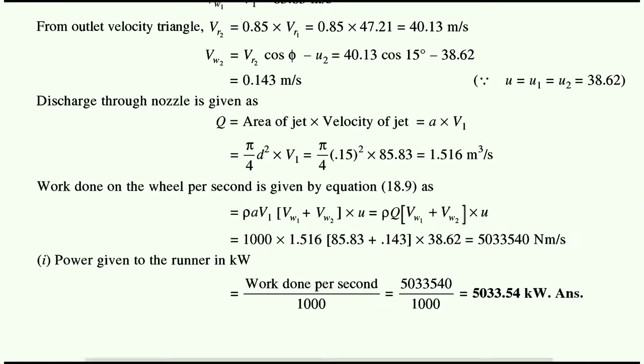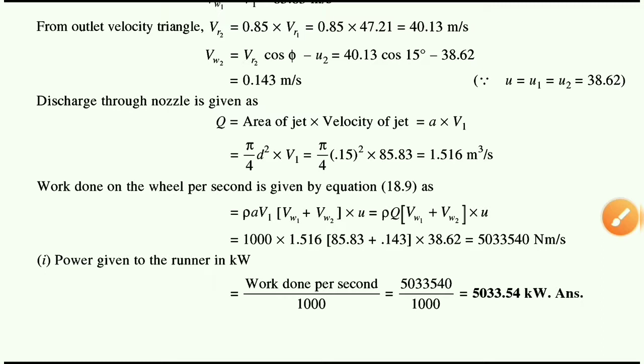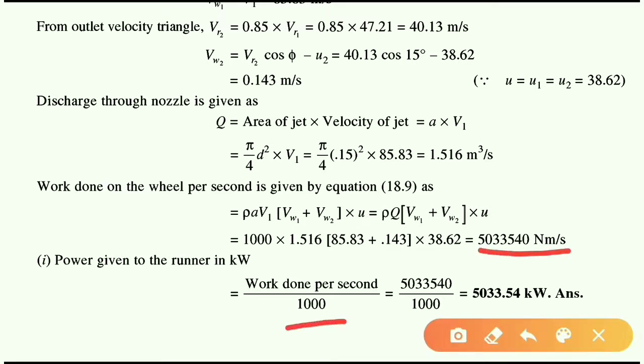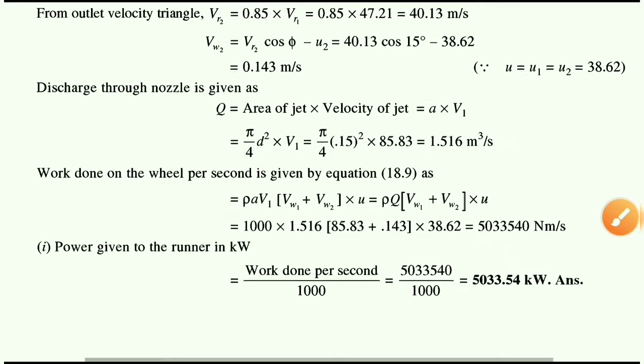So now we know Vw1, Vw2 and Q. Just replace and put these values here. We can easily calculate the work done, which is equal to 50,33,540 Newton meter per second. So this is the work done on the wheel per second. So we can easily calculate the power given. Power is equal to this value divided by 1000, which is equal to 5033 kilowatt. So this is the power given to the runner.